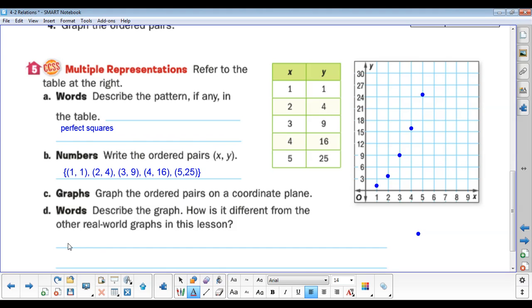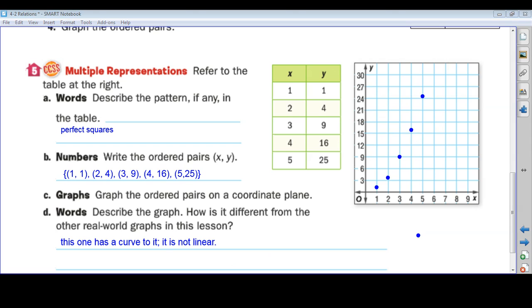So for my answer, I'm going to put this one has a curve to it. It is not linear. Now, yours might be in slightly different words, and I'm not saying that this is the only one answer, but that is one way of looking at it.